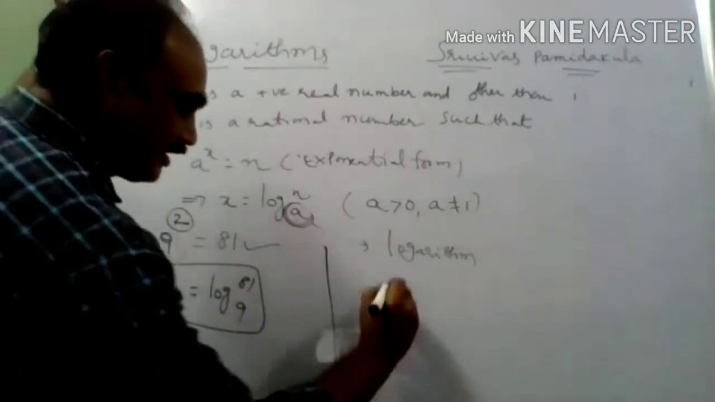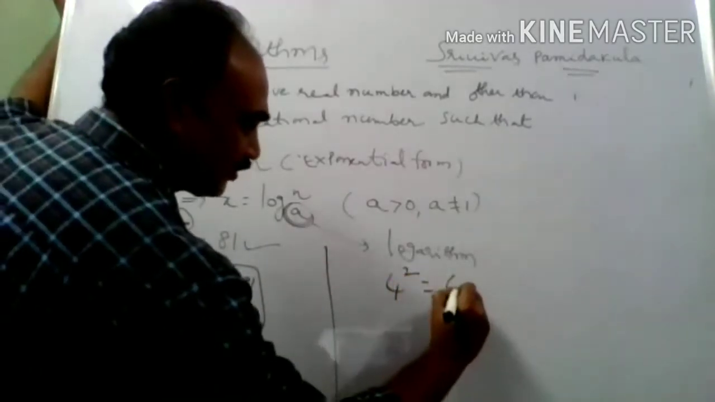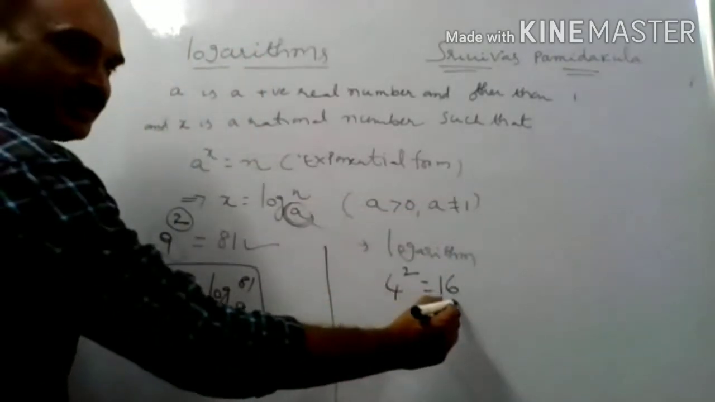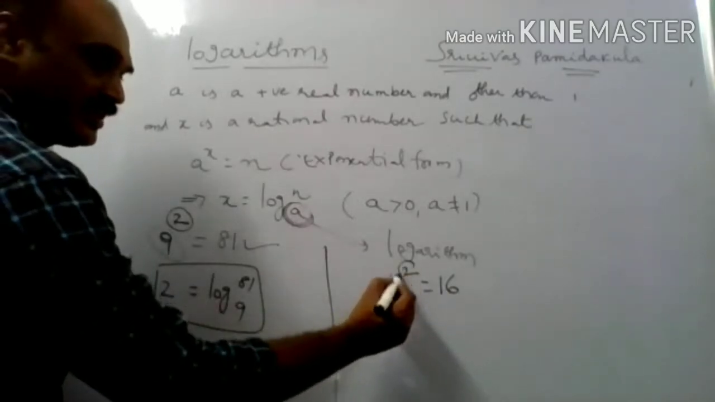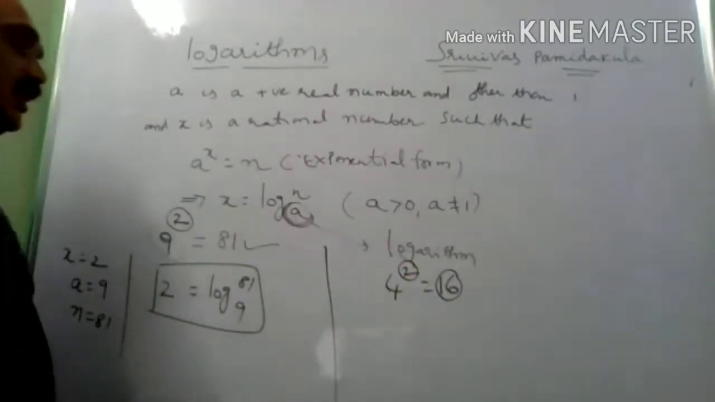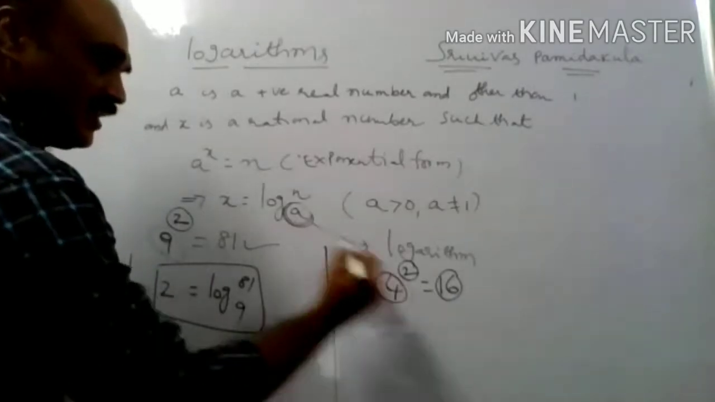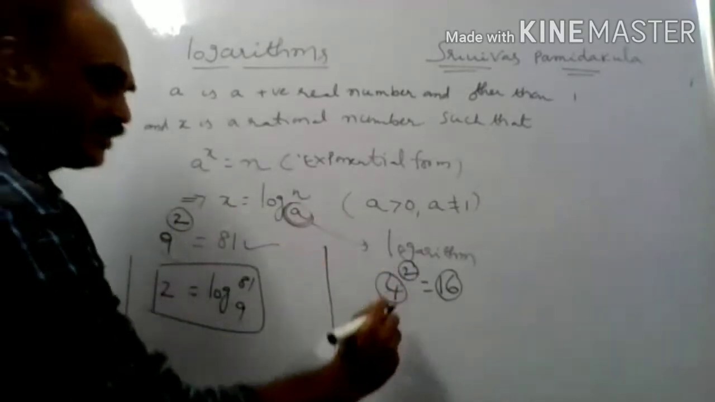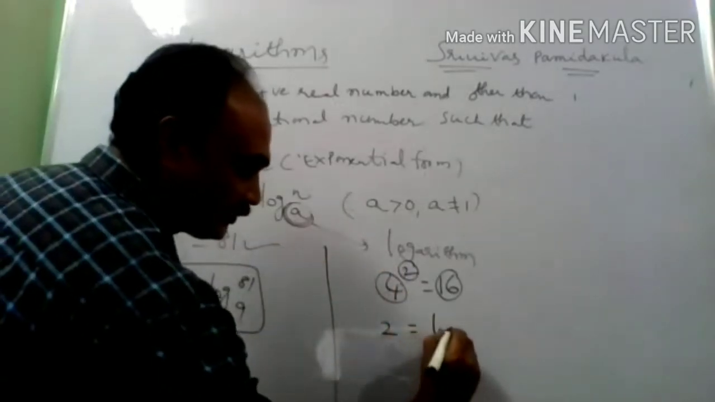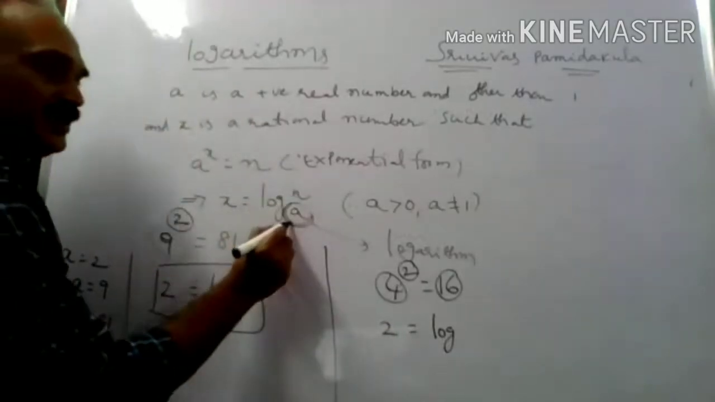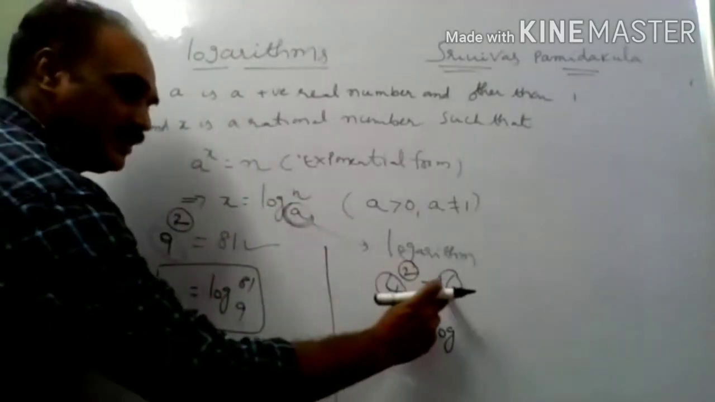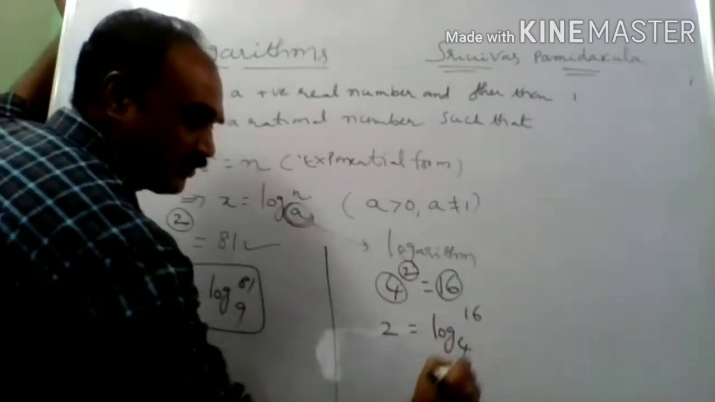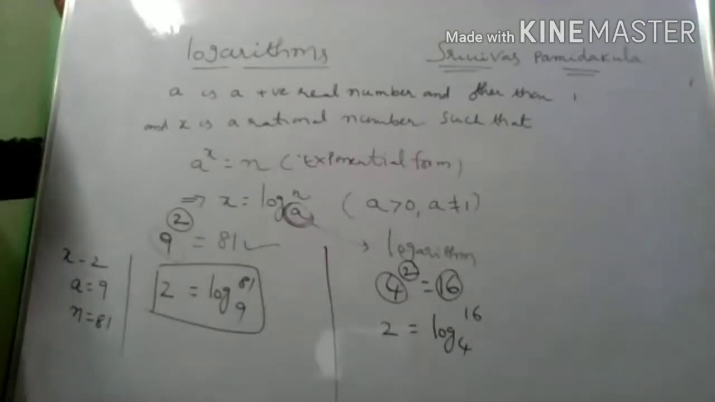Next, second example, friends. Suppose I take the example 4 square is equal to 16. This is exponential form. A power x, this is x, this is n, this is a. What is the formula? X is equal to log n to the base a. What is n? A power x is equal to n. This is n, 16, and the base a is 4. So 2 is equal to log 16 to the base 4.